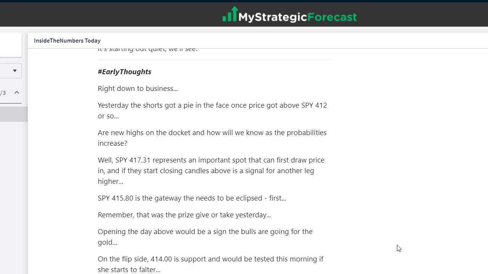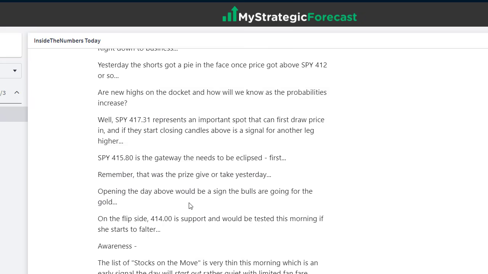Back to this morning, at that time, it looked like new highs could be on the docket, so we bring it to the forefront. Are new highs on the docket? Well, we don't know yet, so how will we know? Well, we have some numbers. 415.80 is the gateway that needs to be eclipsed in order for the market to really get another vitamin B shot and another leg higher. That was around the prize yesterday, give or take some pennies on either side.